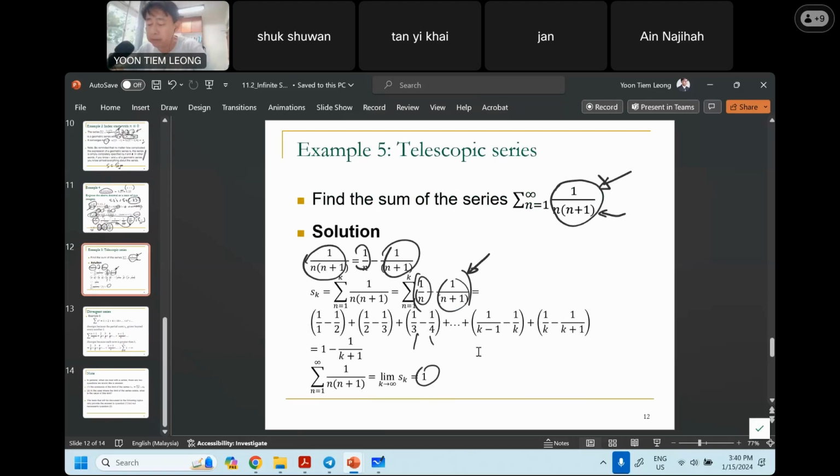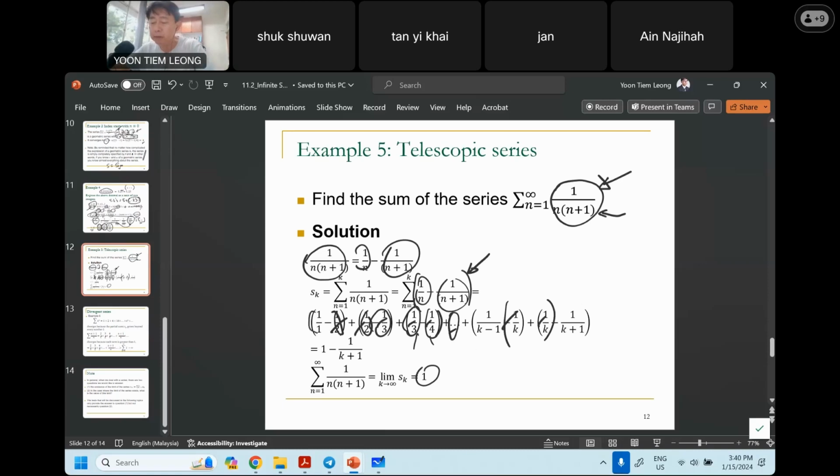That is, the term here, minus 1 over 2, and the term that is next to it will get cancelled off because of the opposite sign. The term minus 1 over 3 will get cancelled off by the term next to it. Likewise, minus 1 over 4 will be cancelled off by 1 over 4 in the next term. So all the adjacent pairs will get cancelled off by the other terms next to them.